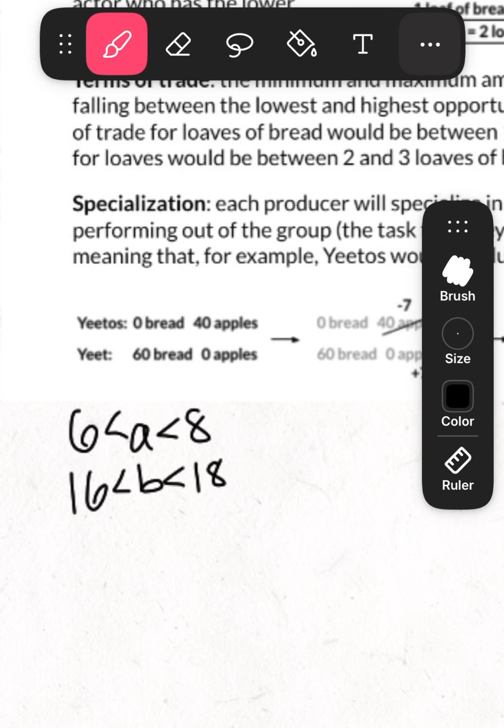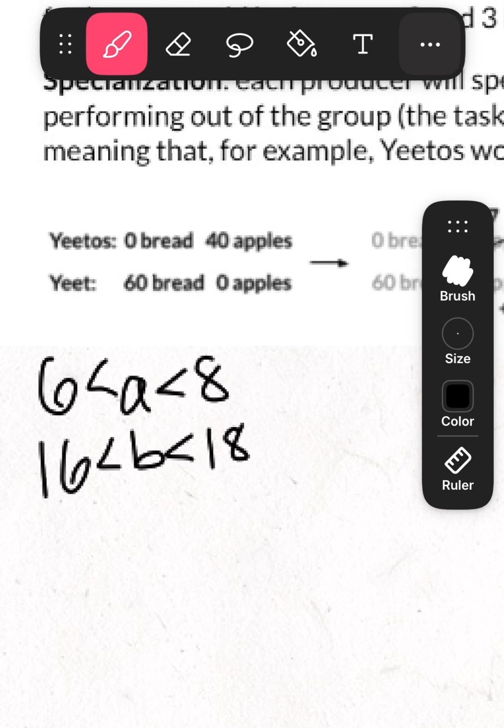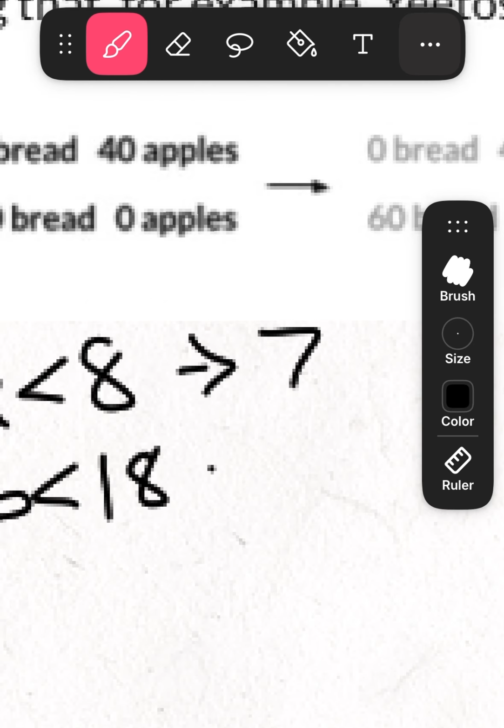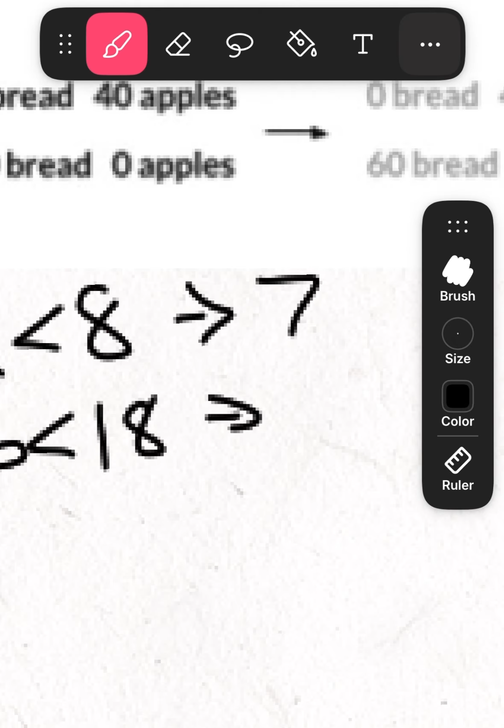So for the trade to take place, it has to be any number between 6 and 8 apples, non-inclusive, and any number between 16 and 18 pieces of bread, non-inclusive. Now this one's going to turn out really easy to figure out which number you want to choose, but on many other comparative advantage FRQ problems, you're probably going to be given a much larger domain and you'll be able to pick any number in it. It does not matter which number you pick. But this one's really easy if we're using whole numbers, 7 and 17.